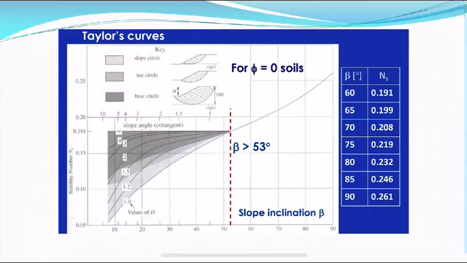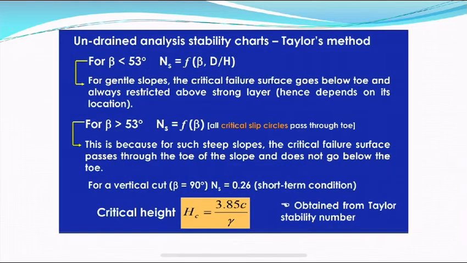So it can be seen that for more than this, the stability number will be constant. This is used for phi u equal to 0, and mostly for undrained conditions. Now, for undrained analysis using Taylor's method, basically for beta lesser than 53 degrees, as we discussed in the previous slide, the stability number is a function of beta and D by H.